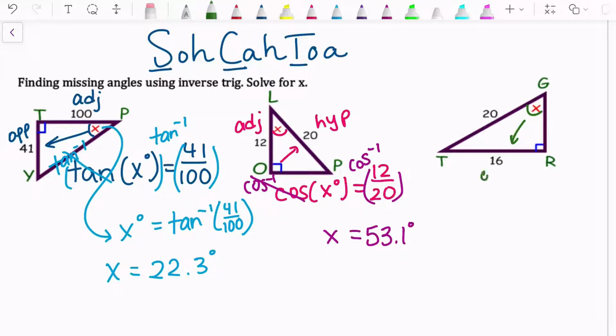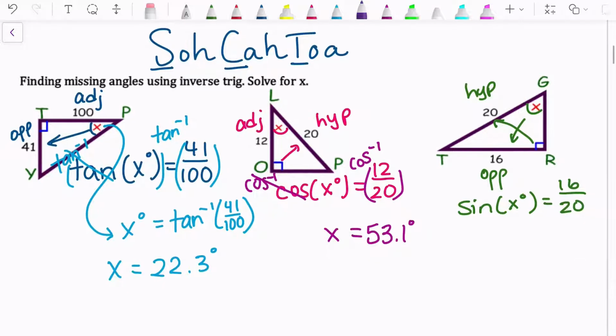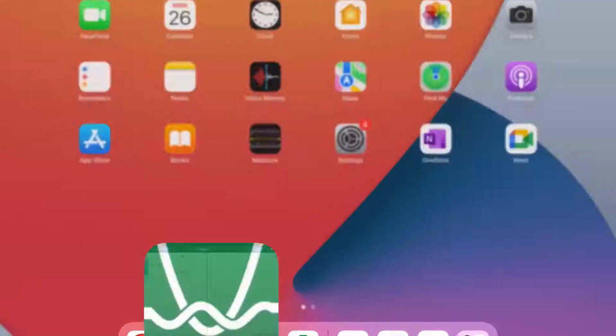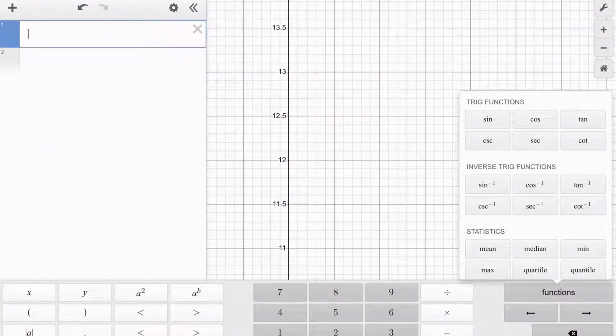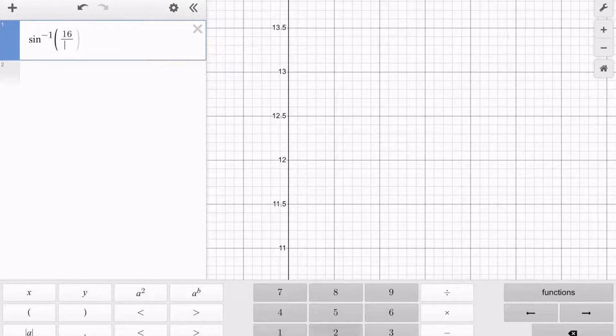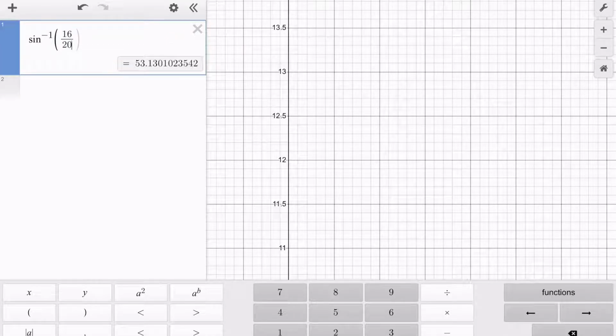All right, the last example here, I've got angle X. Across from this angle is called the opposite. Across from 90 is called the hypotenuse. And so I would have the sine of angle X is equal to the opposite over the hypotenuse. Then I'm going to get X by itself by taking the inverse sine of both sides, and X is equal to inverse sine of 16 over 20. And I have 53.1.